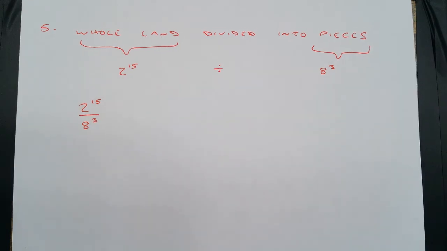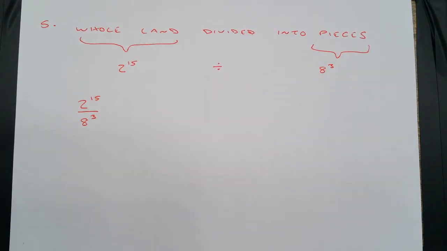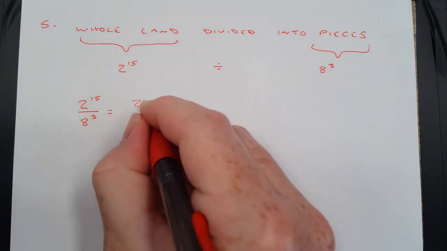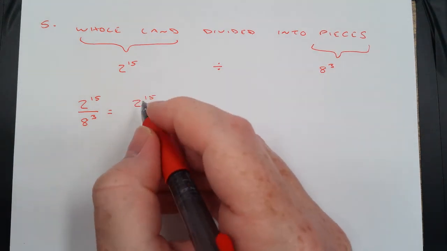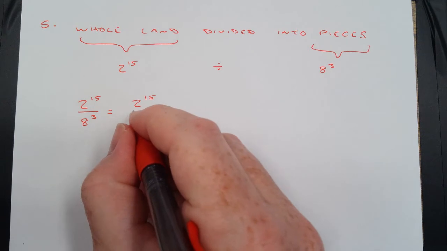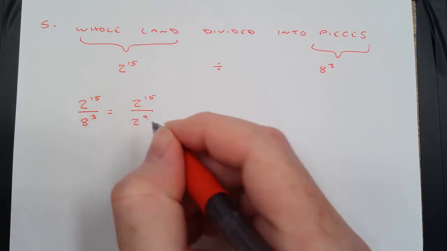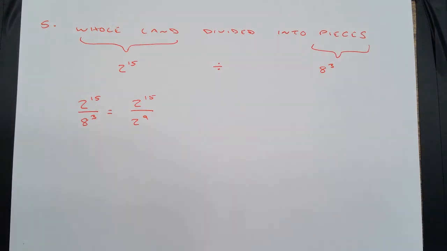And right now, some of you might be saying, Mr. Bader, the bases are different. Can we stop? No, you can't stop because the bases just look different, but you can make them the same. But don't worry, I'm going to tell you how. Because what happens is you can keep it at 2 to the 15th. 8 to the 3rd is 2 to the 9th. And then you can do the work.